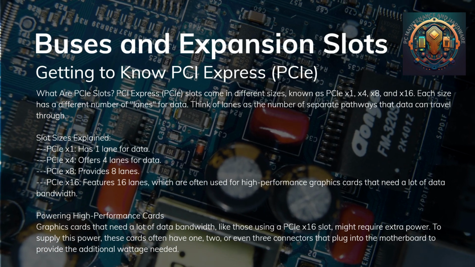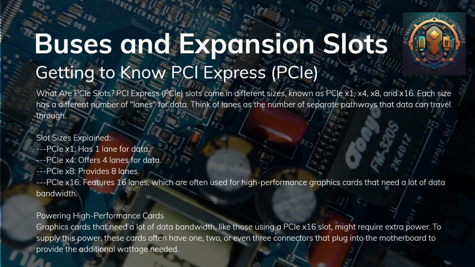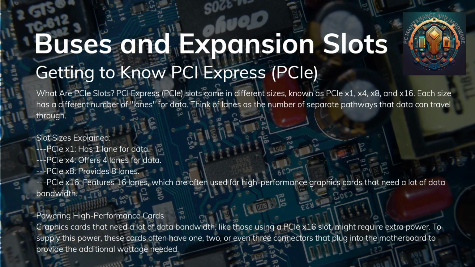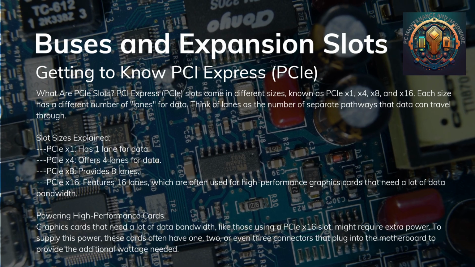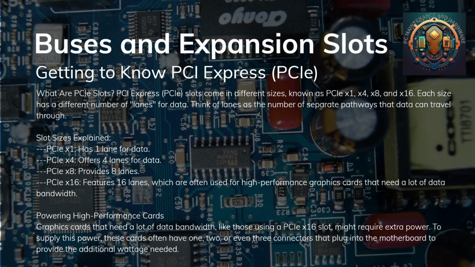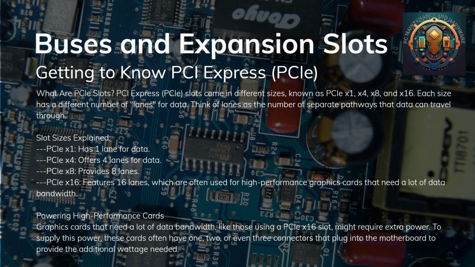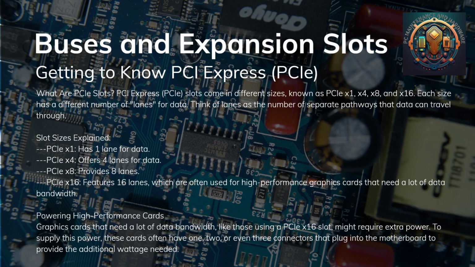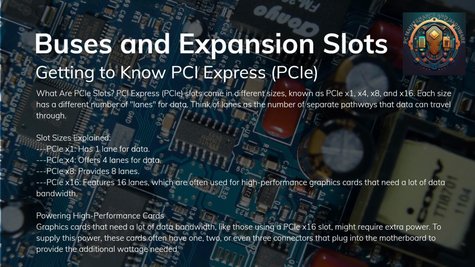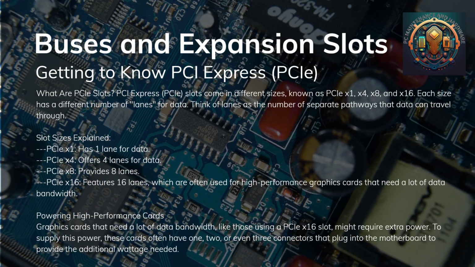PCI Express, commonly known as PCIe, is a crucial component for expanding your computer's capabilities. PCI Express slots come in 4 different sizes: X1, X4, X8, and X16. The number following the X tells you how many lanes are available for data transfer. For example, PCI Express X4 has 4 lanes. PCI Express X16 has 16 lanes and is often used for graphics cards that need a lot of data bandwidth.